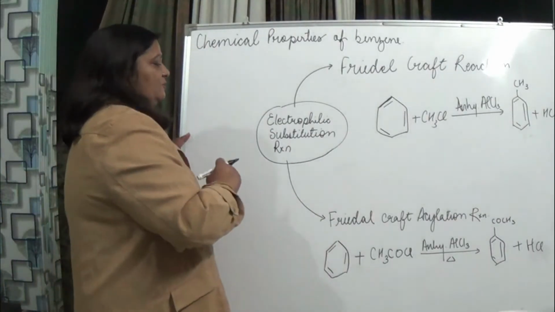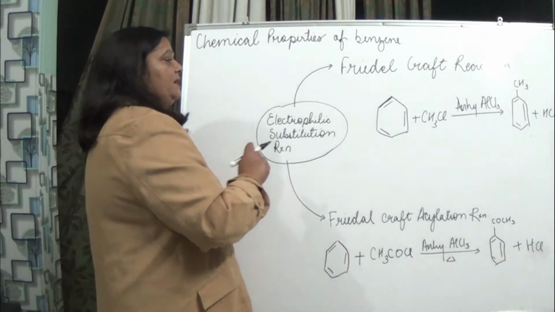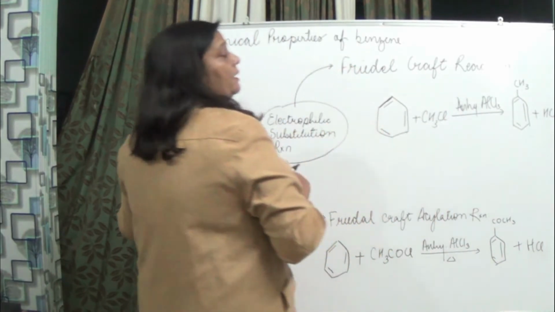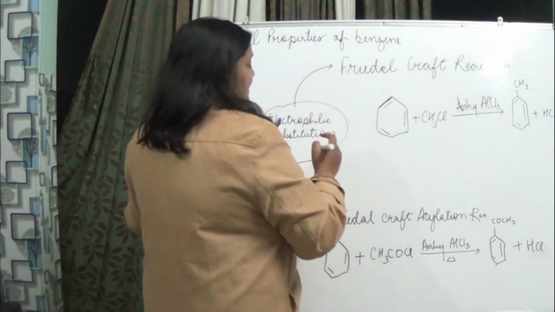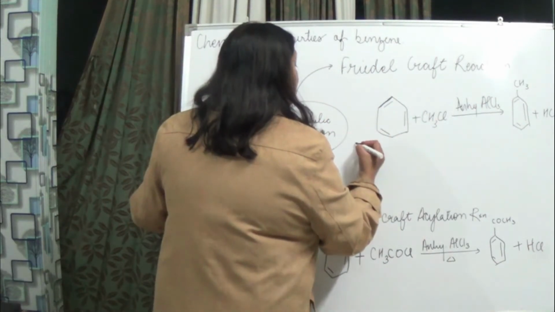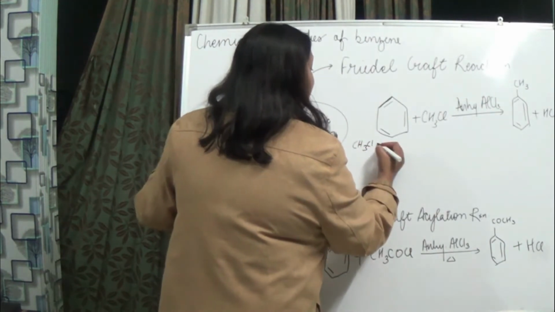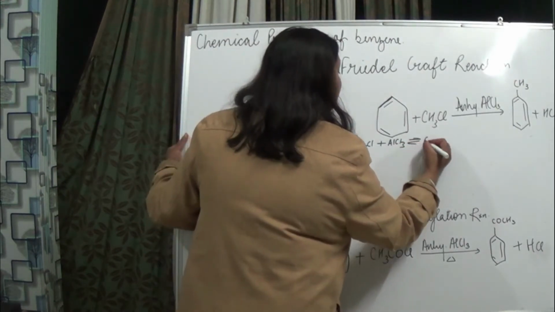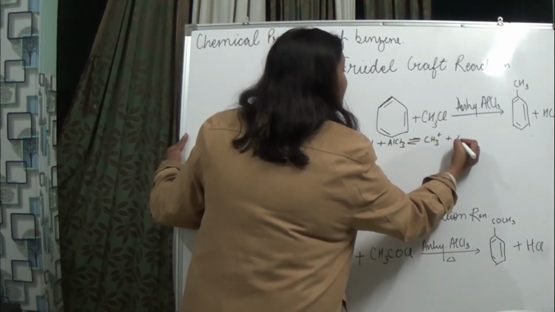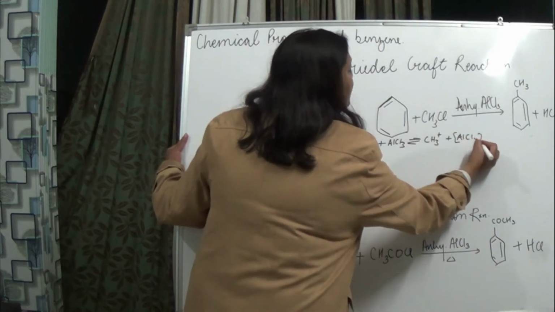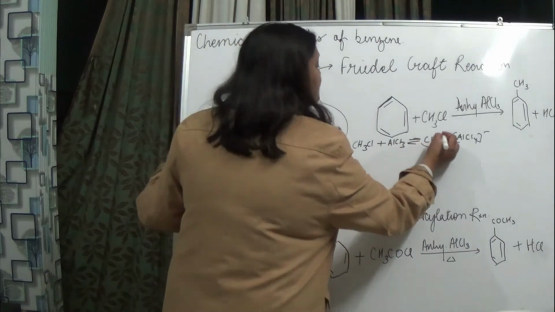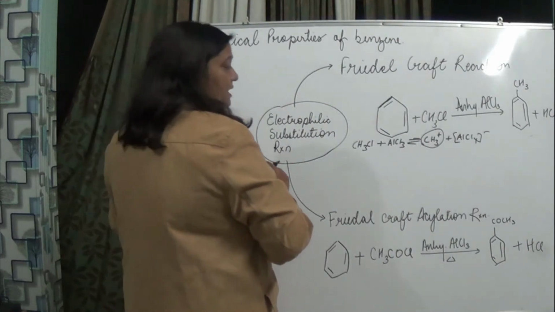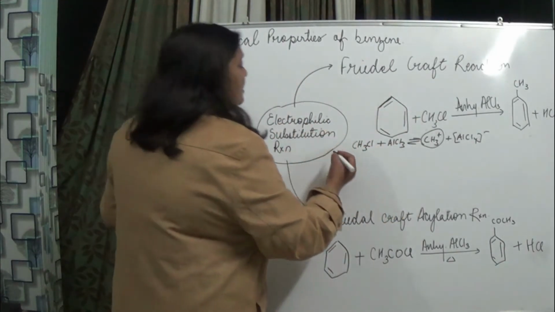Now moving on to the next electrophilic substitution reaction, that is the Friedel-Crafts reaction. In this, benzene reacts with methyl chloride in the presence of anhydrous aluminum trichloride to form toluene plus HCl. How does the reaction move on? This CH3Cl reacts with the AlCl3 which we have taken, and it generates the electrophile, that is CH3 plus, and AlCl4 minus is formed. As this electrophile has been generated, and benzene shows electrophilic substitution and has the affinity for this electrophile, what will happen?